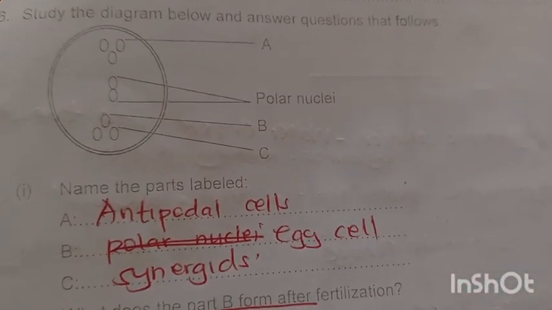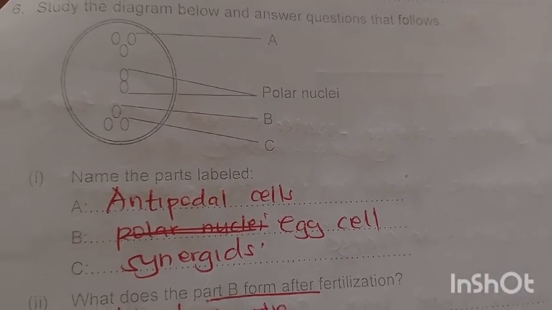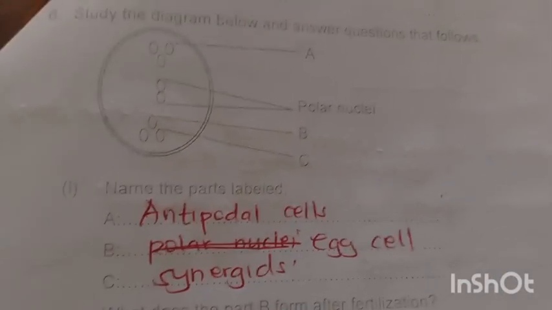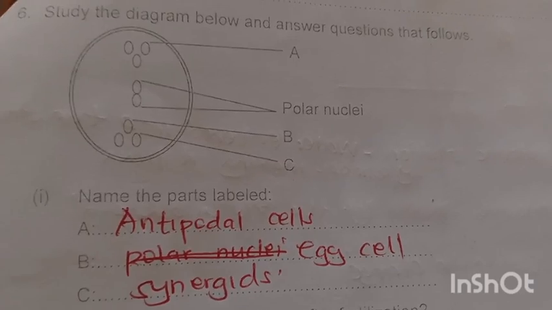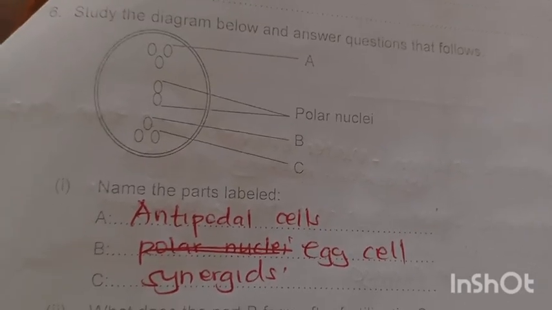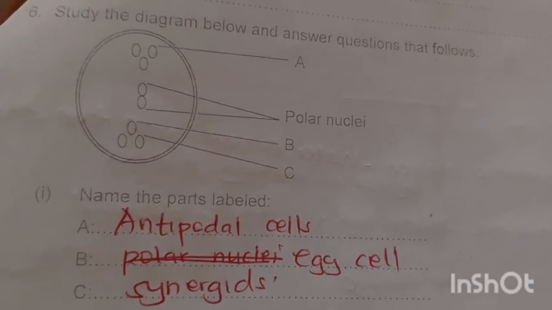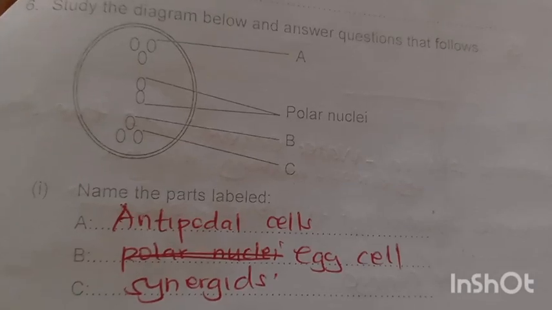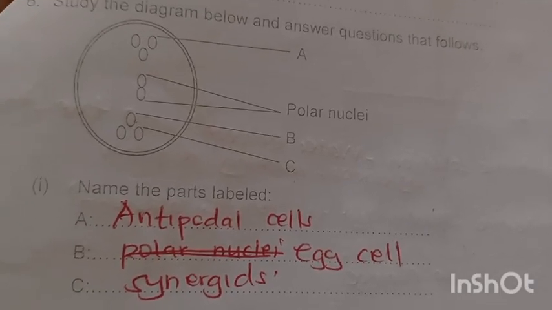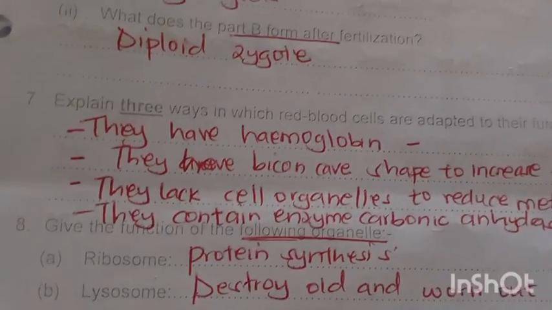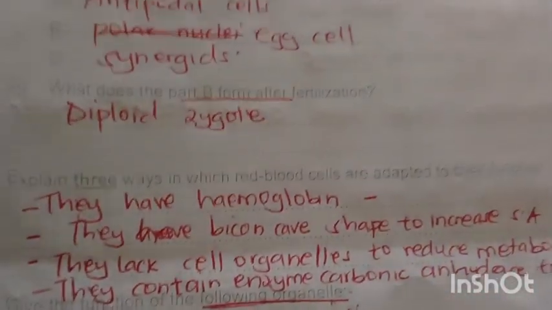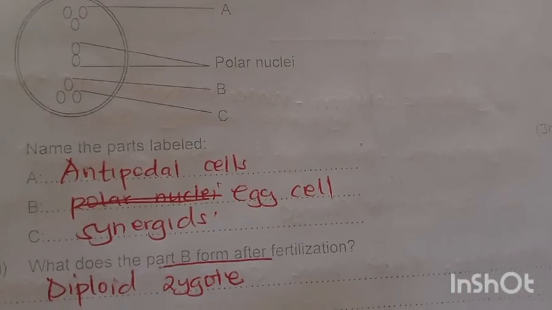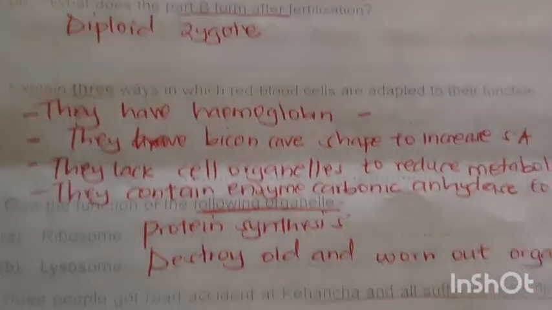Here's another question. Study the diagram and answer the questions that follow. Name the parts labeled A, B, and C. So A, the antipodal cells, B, the egg cell, and C, the synergids. So you are asked, what does part B form after fertilization? It forms the diploid zygote.